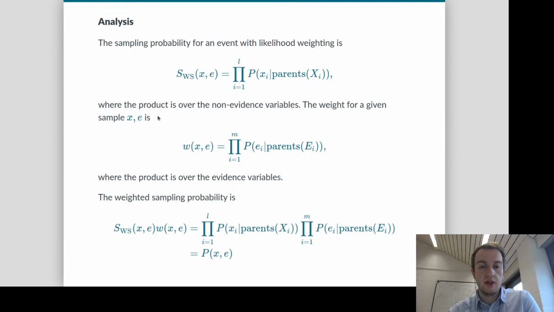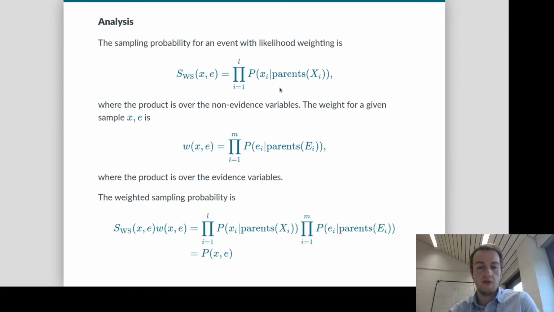So again, we can show that this algorithm is consistent. First, the sampling probability that we use in likelihood weighting is given by this expression, the product of the local probability values of the nodes given the values at the parents, but it's only over the non-evidence variables, because this is the only place where we are generating values. So the sampling probability of some value x with evidence e is given by this expression.